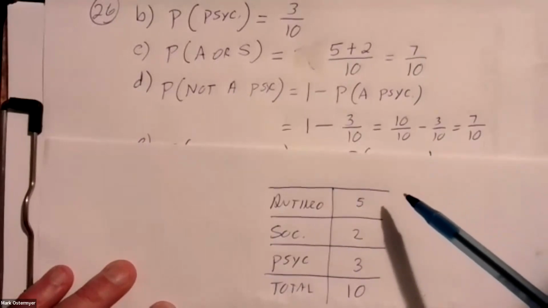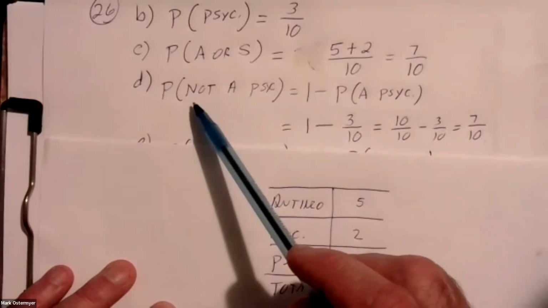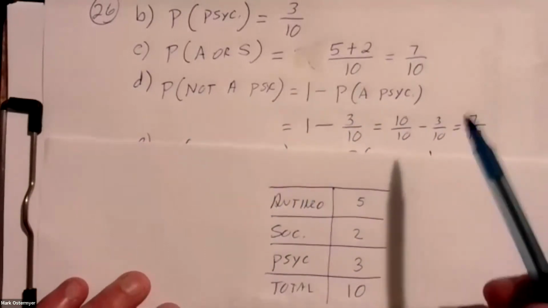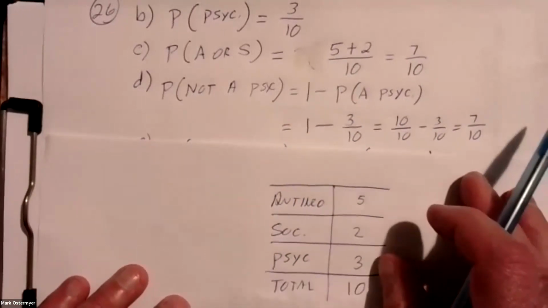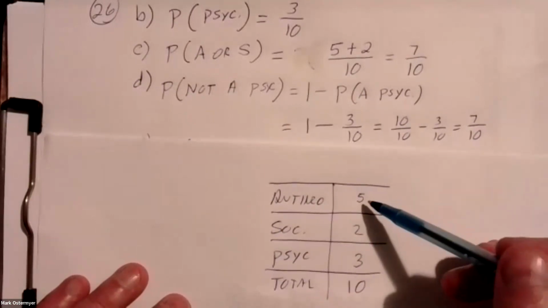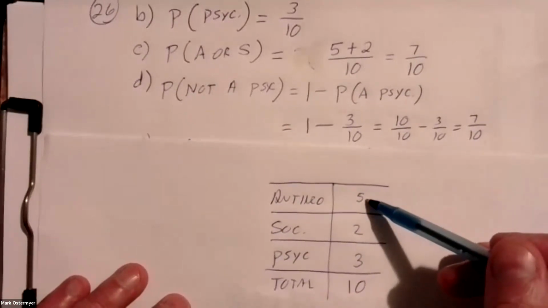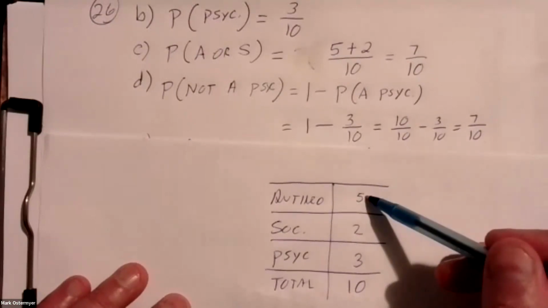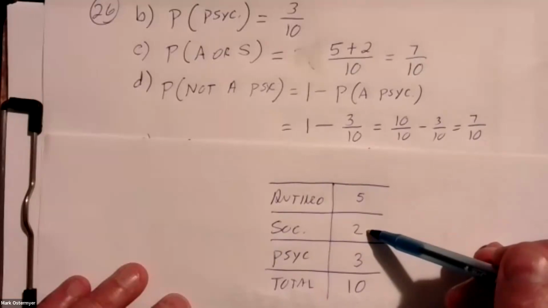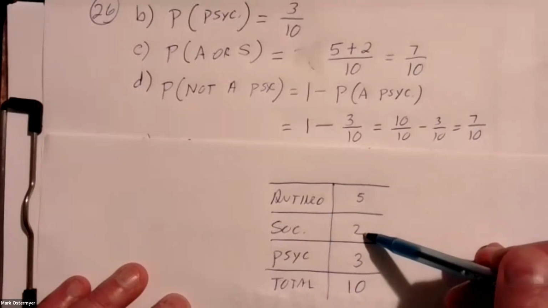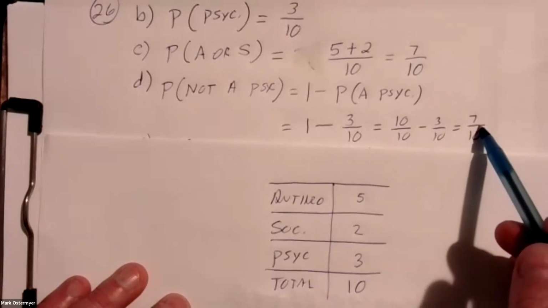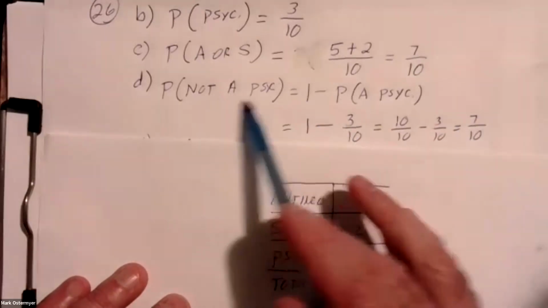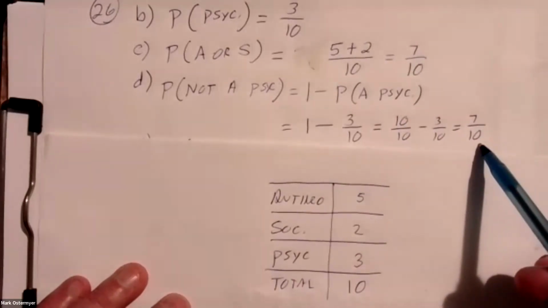Another way you could have done the problem is to say, well, how many different ways can I not select a psychology student? Well, to not select a psychology student occurs how many ways? 5 ways plus 2 ways, or 7 ways, because there's 5 anthropologists, 2 sociologists. 5 plus 2 is 7 out of the 10 ways of not selecting a psychologist student, 7/10. So whether you do it that way or use the complementary probability rule, either way gives you 7/10.